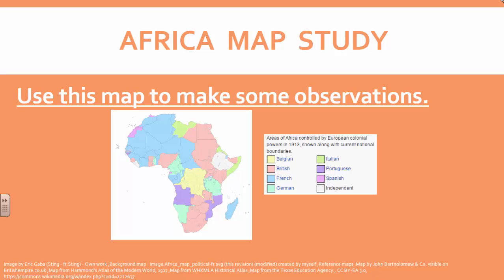What European countries colonized land in Africa? Which countries controlled the most land? The least? What did the white sections of the map represent? What present-day countries do these represent? Is all of the land colonized by each country continuous, or is the land divided around the continent?